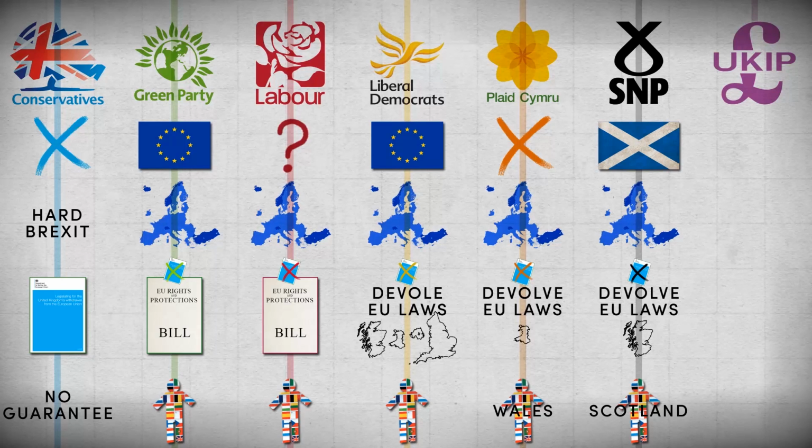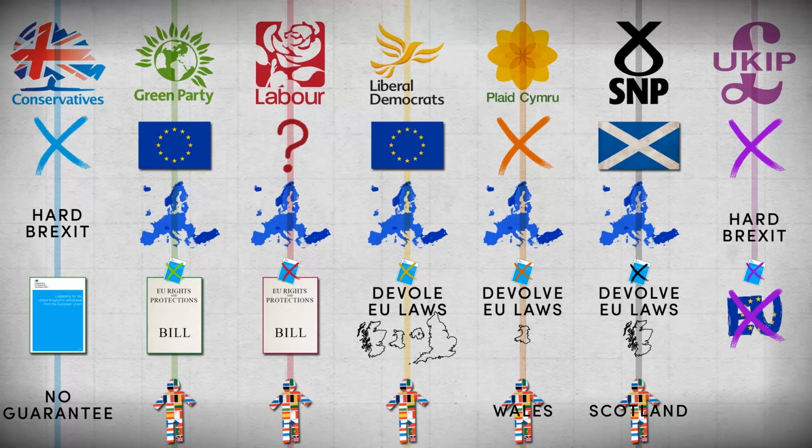The UK Independence Party say no to a second EU referendum. They want a no-compromise Brexit, leaving both the single market and the customs union. They oppose the Great Repeal Bill because they reject the legitimacy of any EU law. UKIP would guarantee the right for EU nationals to remain, but only if they entered prior to March 29th.